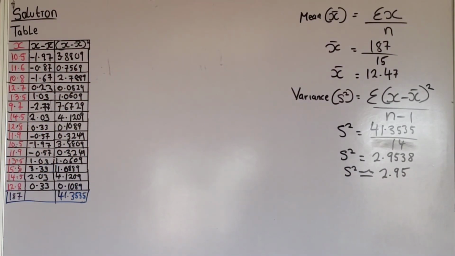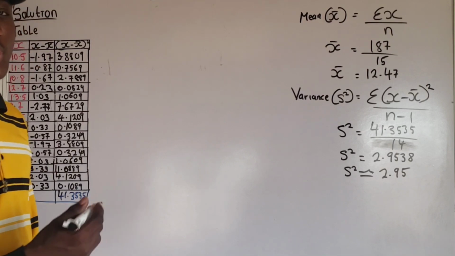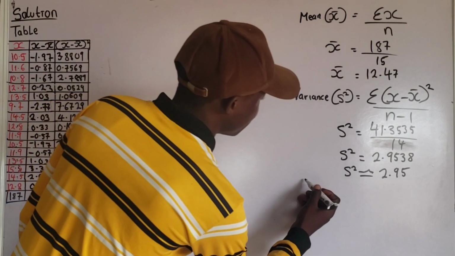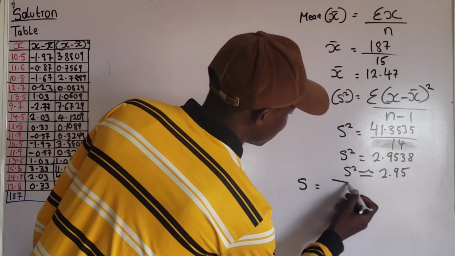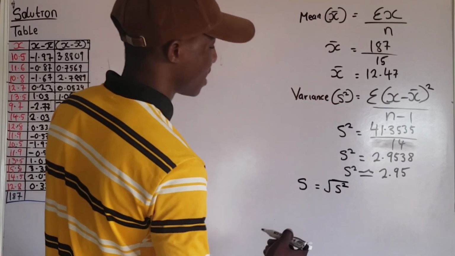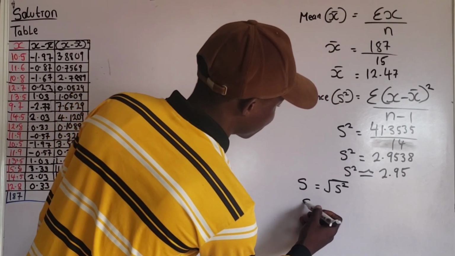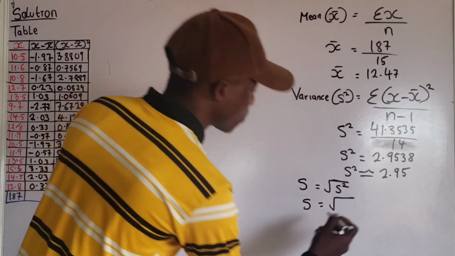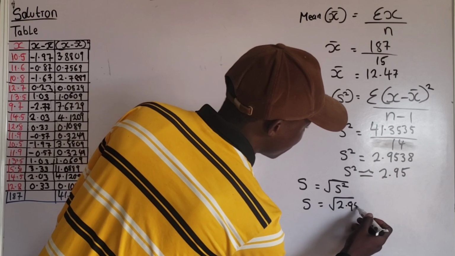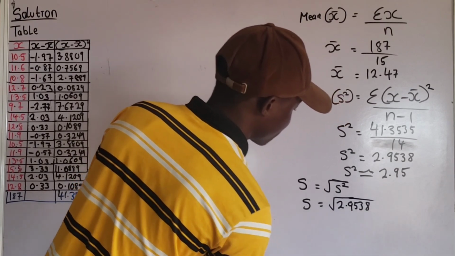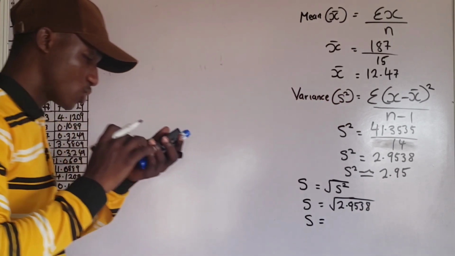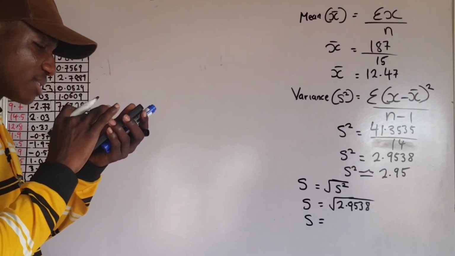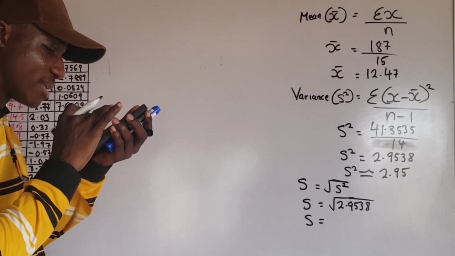Okay, so now let's proceed to the next question. We are asked to determine the standard deviation. Don't forget that standard deviation is the square root of variance. So standard deviation s is equal to the square root of s squared. Now s squared is 2.9538. So s is equal to the square root of 2.9538, which is 1.7187.